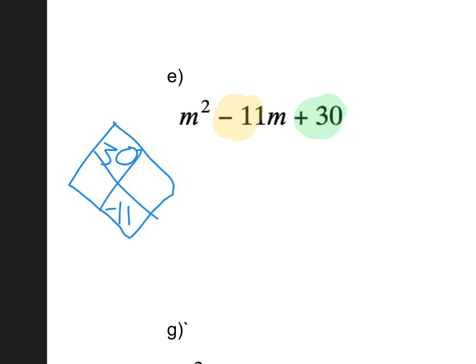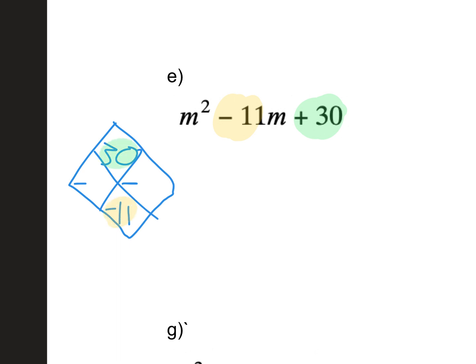If I notice my sum is a negative number, but my product is positive, both of my factors will be negative. Because if I multiply two negative numbers together, I get a positive, which matches the positive product, but when I add them together, they will get me a negative. That's a good thing to just notice right away.